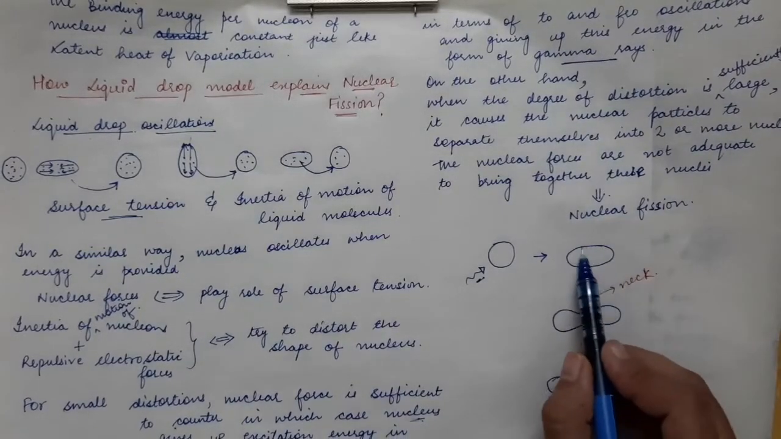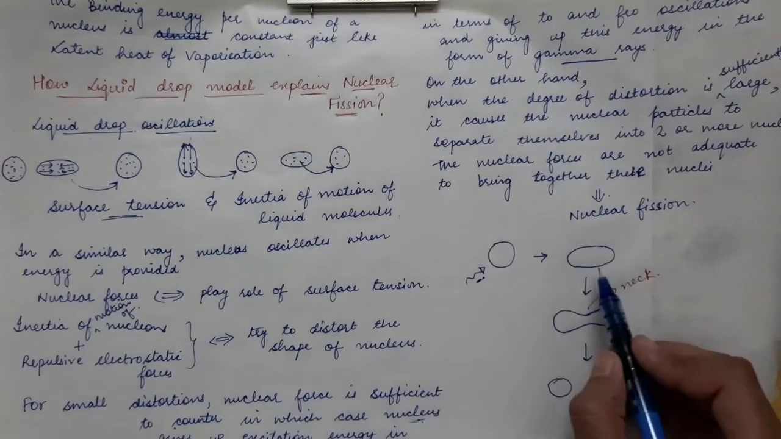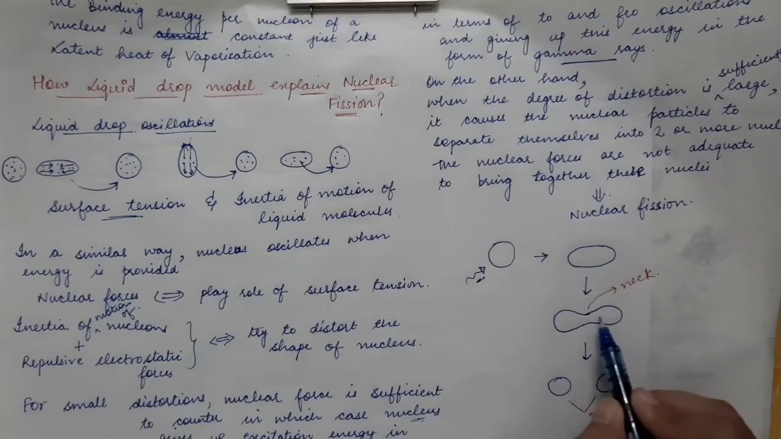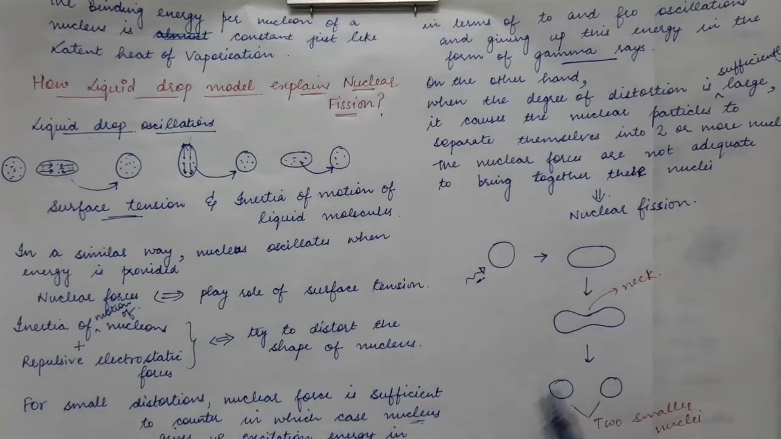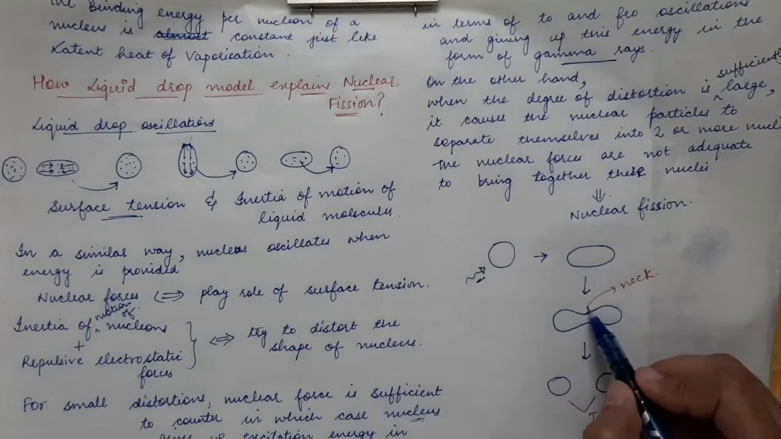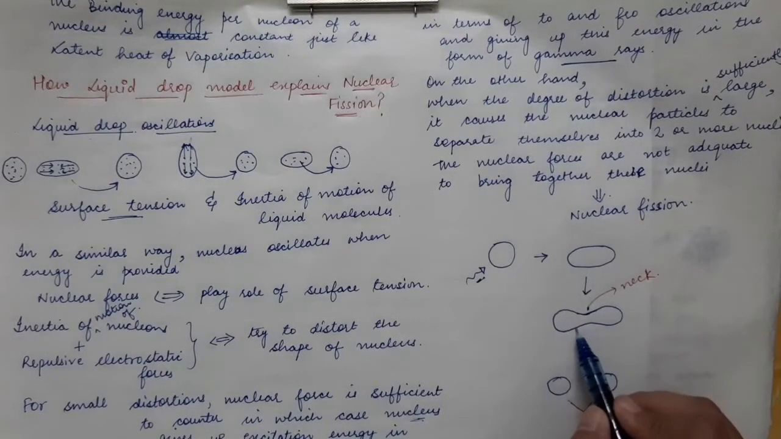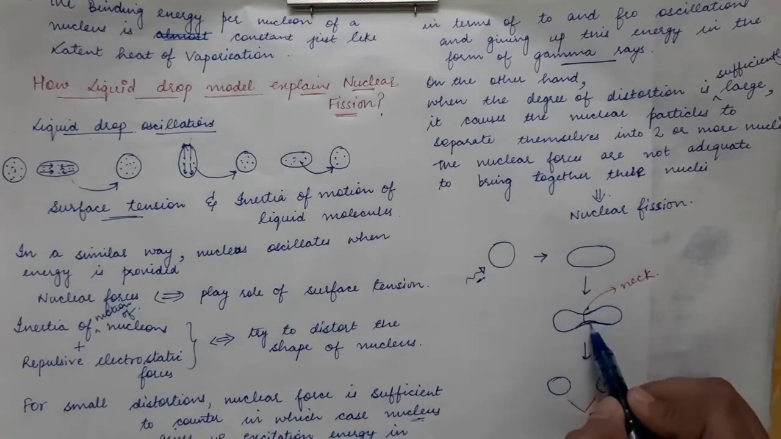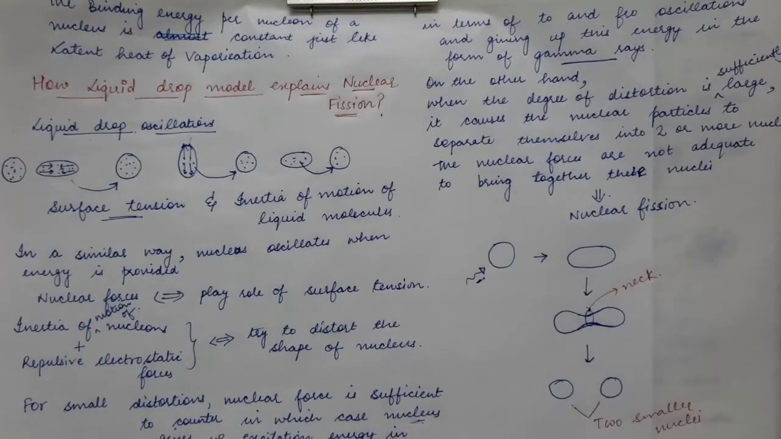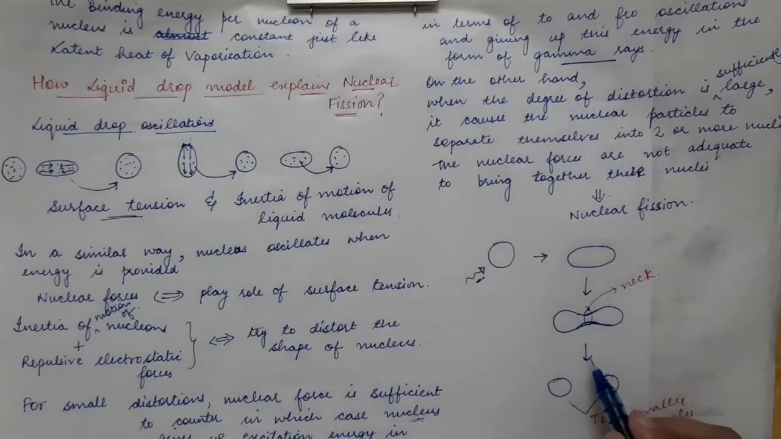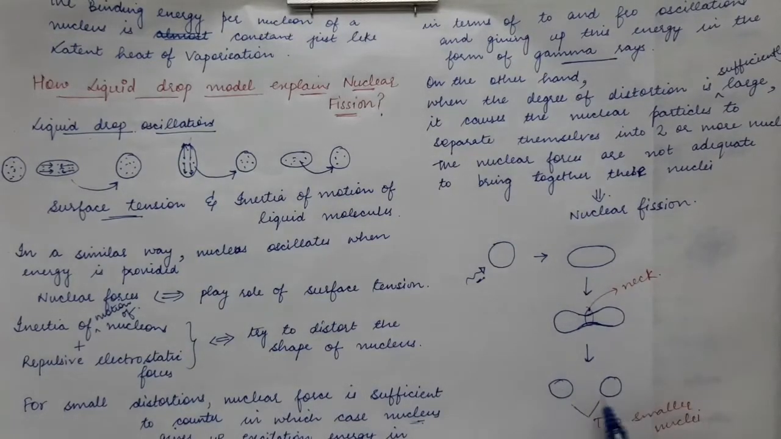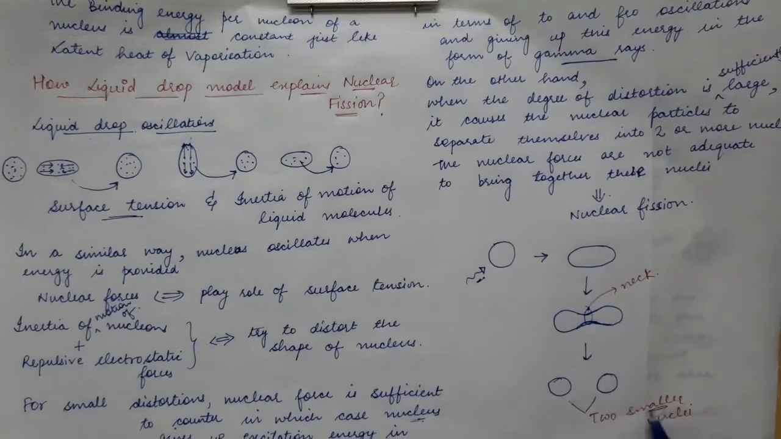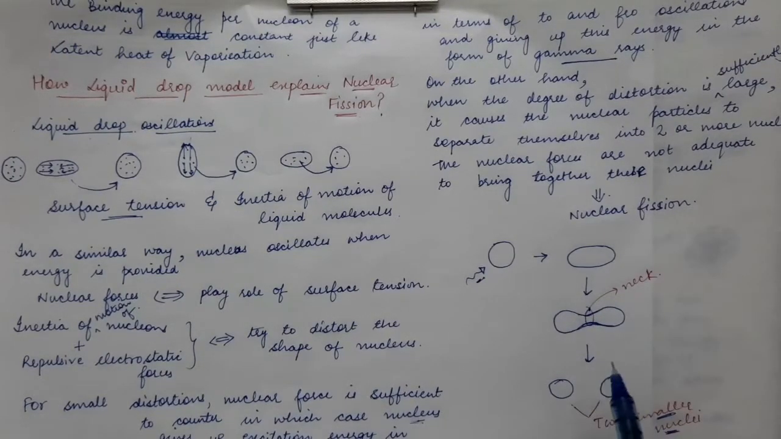So after this particular stage, the nucleus will start to get separated into two components. At this point, a dumbbell shape of the nucleus is obtained, and this particular region is called the neck region. After some time, the nucleus will get separated into two smaller nuclei. So this is how nuclear fission is explained by the liquid drop model.